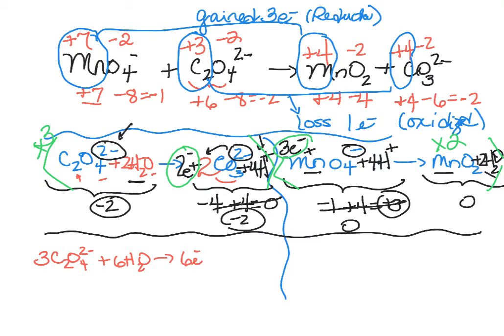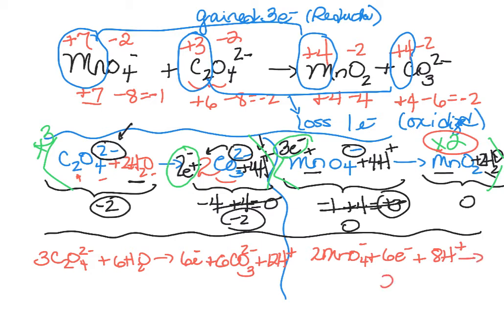And make sure you multiply every single thing in the half reaction by 3, because otherwise your ratios will be off. It won't be balanced anymore. Alrighty. And I'm going to multiply everything in the reduction half reaction by 2. I'm going to spill to the next line here.